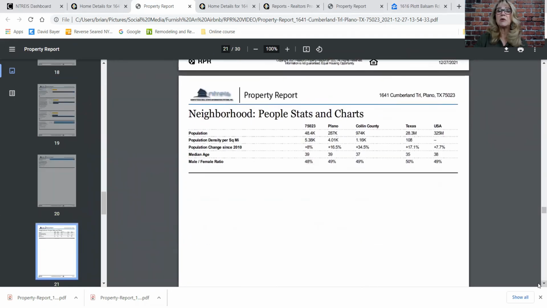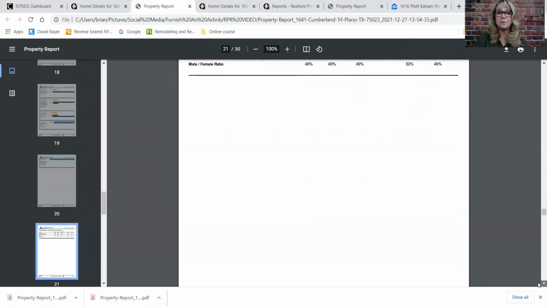And then here are the neighborhood stats. If you're looking for buy and holds, this is really good to find out the population in Plano, Collin, and the density of the population. It looks like 75023 had an 8% increase. Plano, 16.5. So you can tell that this is an appreciating area. People are moving to Plano. That's what that's telling me.